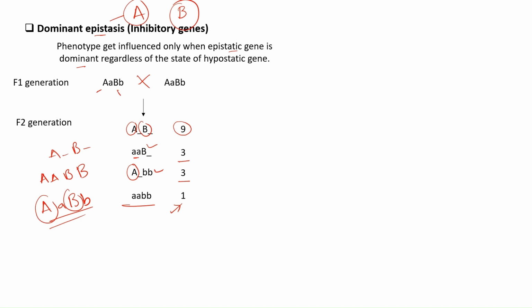Now, what is said is that when the epistatic gene is in dominant condition, it affects the phenotype. So what are the genotypes where you can see that the epistatic gene is in dominant state? This first one and this third one. That means these two phenotypes will get affected, and the rest of the ratio will remain the same. That means this 3 and this 1 will remain the same, and this 9 plus 3 will become 12. So the new ratio will become 12:3:1.